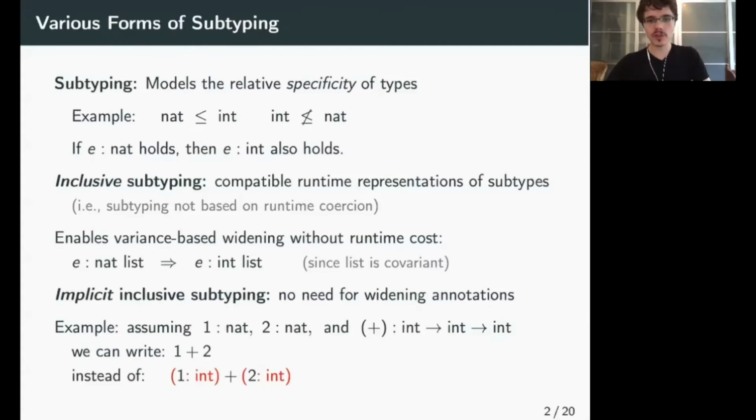Moreover, we focus on implicit subtyping, which means that expressions of a certain type do not need to be annotated in order to be used at a less specific type. So when we write 1 plus 2, we don't need to explicitly annotate 1 as being of type int, although it's also of type nat. Now let us see a few examples of subtyping.